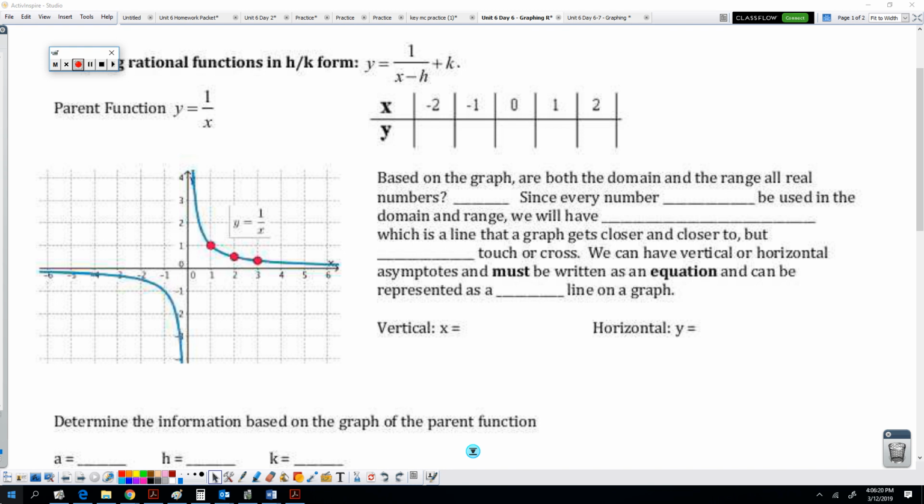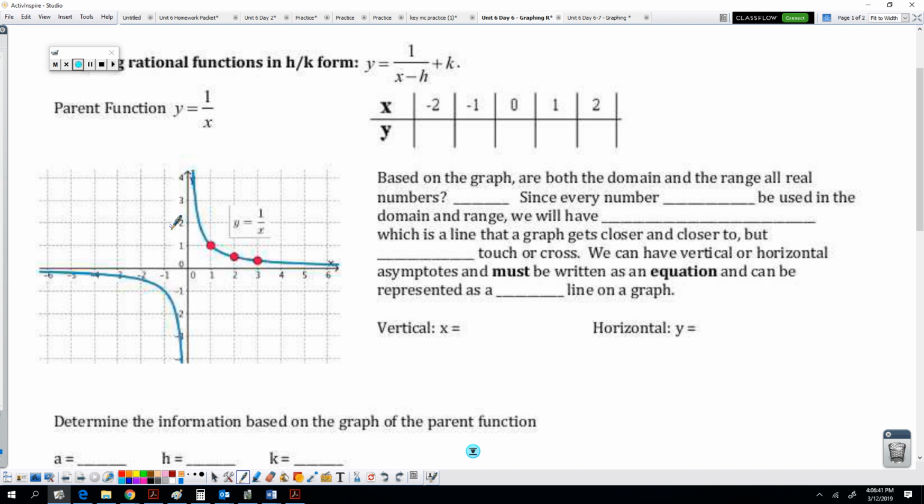Now, if you remember from our HK, we know my H is always next to your X and your K is always going to be by itself. So now we have a parent function. It is without anything next to the X or the fraction. It is just by itself.